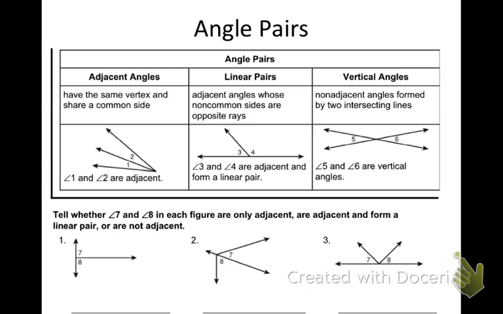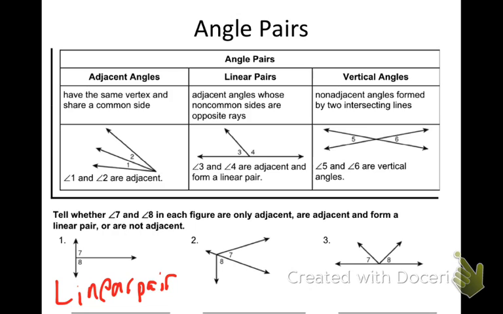So I'm looking at number 1 here. It's angles 7 and 8. Who thinks they know the relationship of those two angles? Katie, what are you thinking? That would be a linear pair. Why would you say that? Because they make a line. They are next to each other. They share a line. And they form a line. So that would be a linear pair.